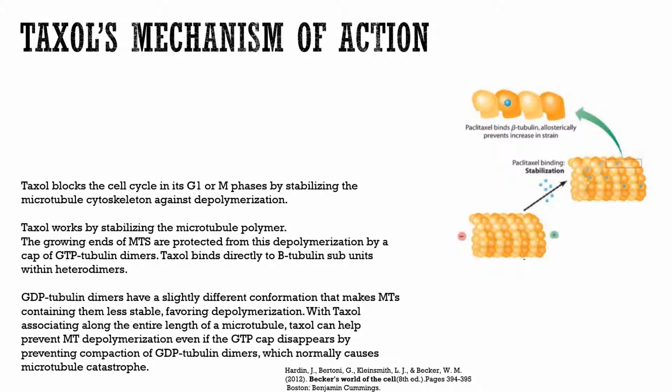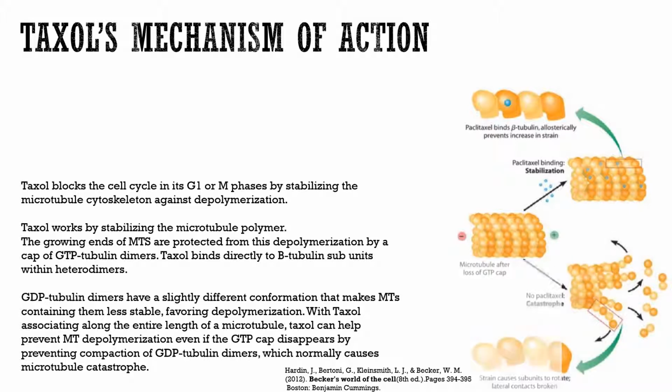But with Taxol associating along the entire length of a microtubule, Taxol can help prevent microtubule depolymerization even if the GTP cap disappears, by preventing compaction of GDP tubulin dimers, which normally causes microtubule catastrophe, which you see right here to the right, bottom right.